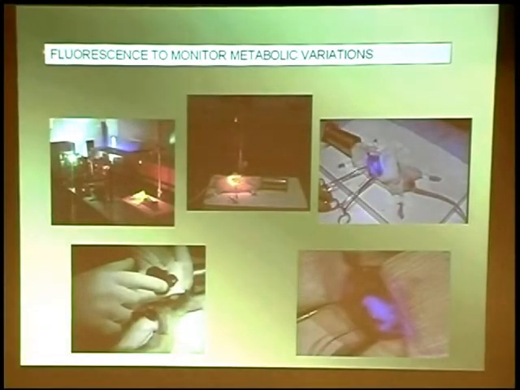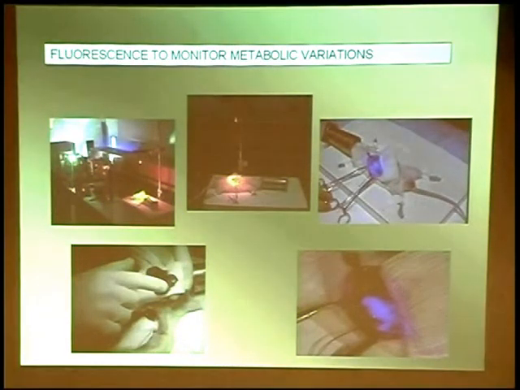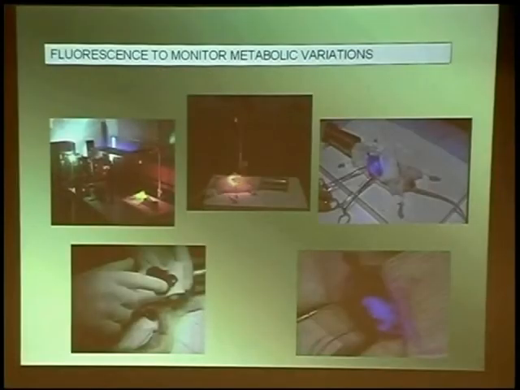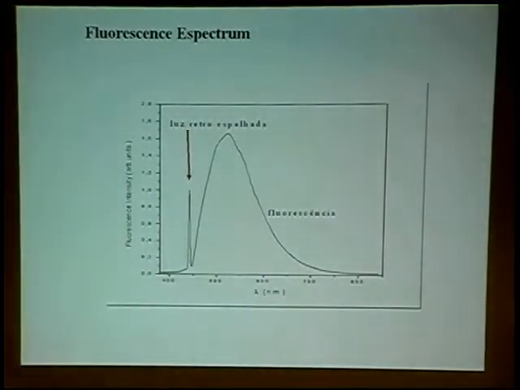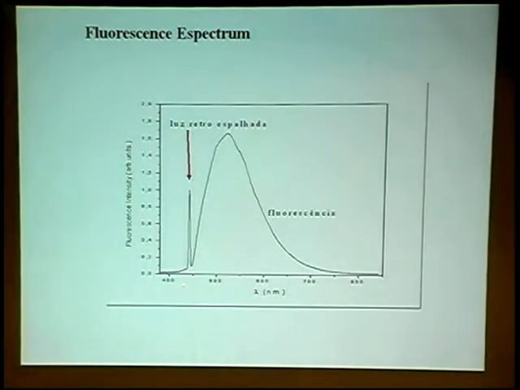Okay, so let me show you some of the things about fluorescence to monitor metabolic variations. Because cancer is important, but sometimes a pre-cancer stage is important too, or any other kind of lesion or disease going on, and you want to identify using fluorescence. So this is a very active field. And normally when I shine light on the tissue, some of the light in the same wavelength, for instance, this will be 440 nanometers, this is blue light, comes out.